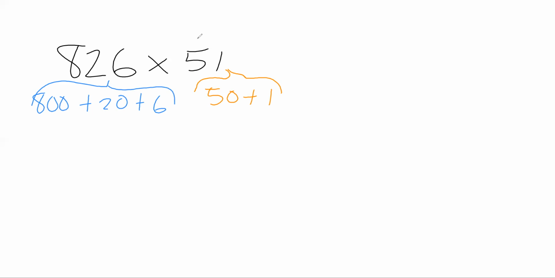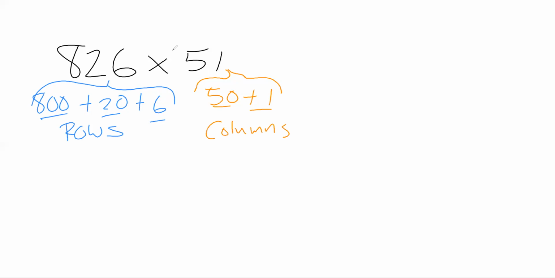Step one, we expanded. Now, this is where the area model changes because as you can see, in this case, if I called this rows, I'm going to have 3 different rows. 1 row of 800, 1 row of 20, and 1 row of 6. That's 3 rows. And I'm going to have 2 columns. I'm going to have a column of 50 and a column of 1. So let's go ahead and build that.